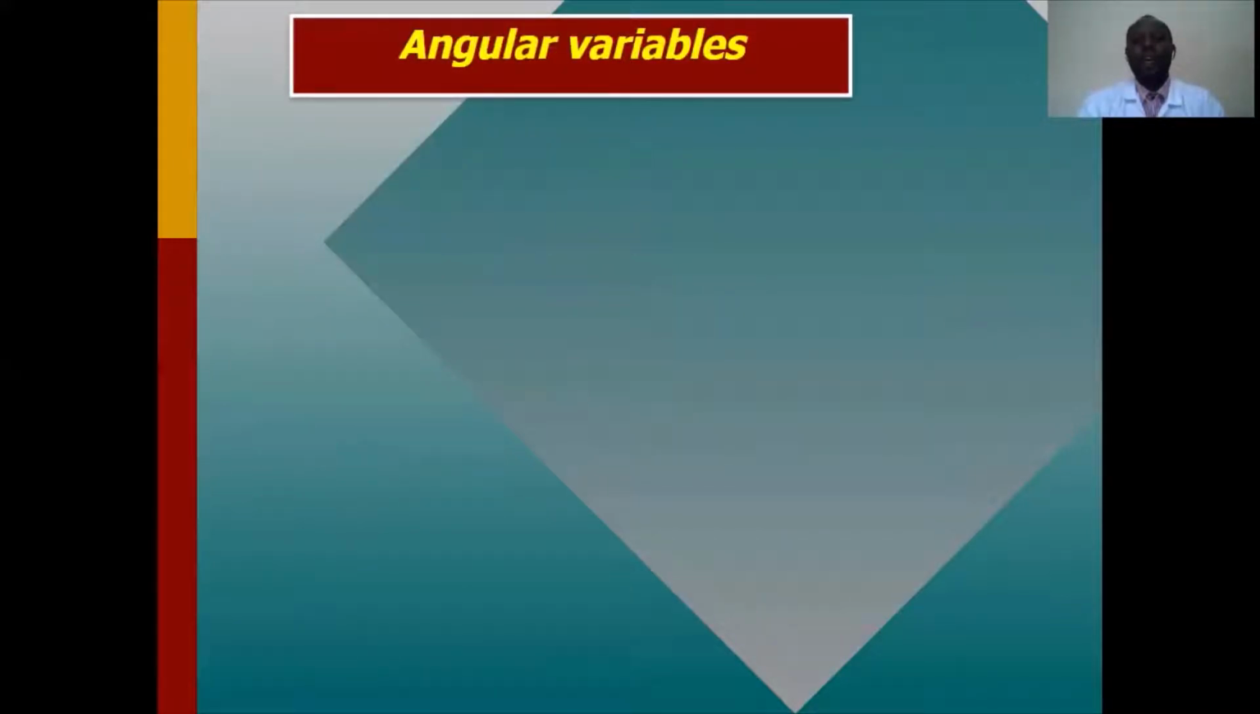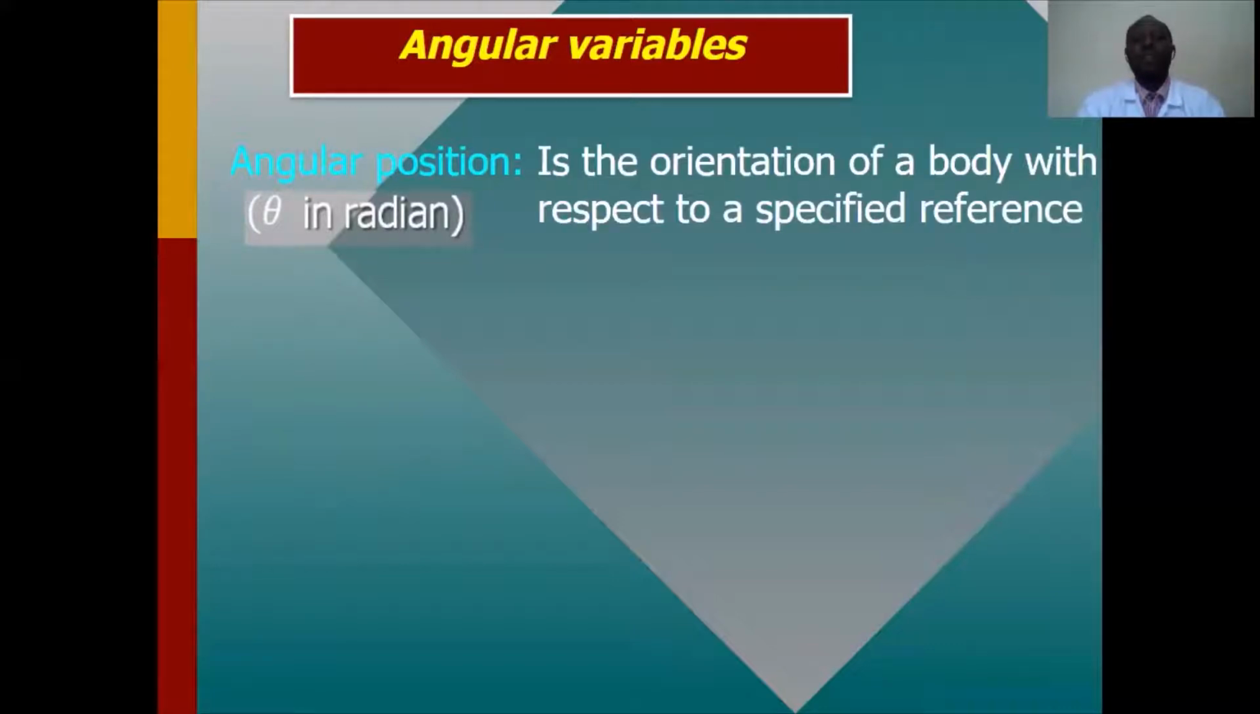We have also the angular variables. Angular variables are physical quantities which describe the radius connected with objects in rotational motion. We have angular position as example of angular variables. Angular position theta in radian is the orientation of a body with respect to a specified reference. It can also be defined as the location of radius with respect to a specified reference.